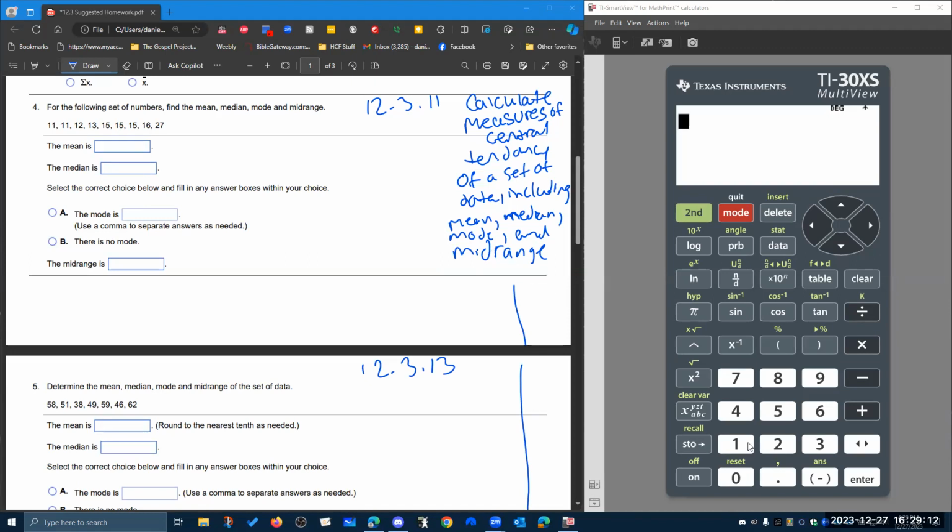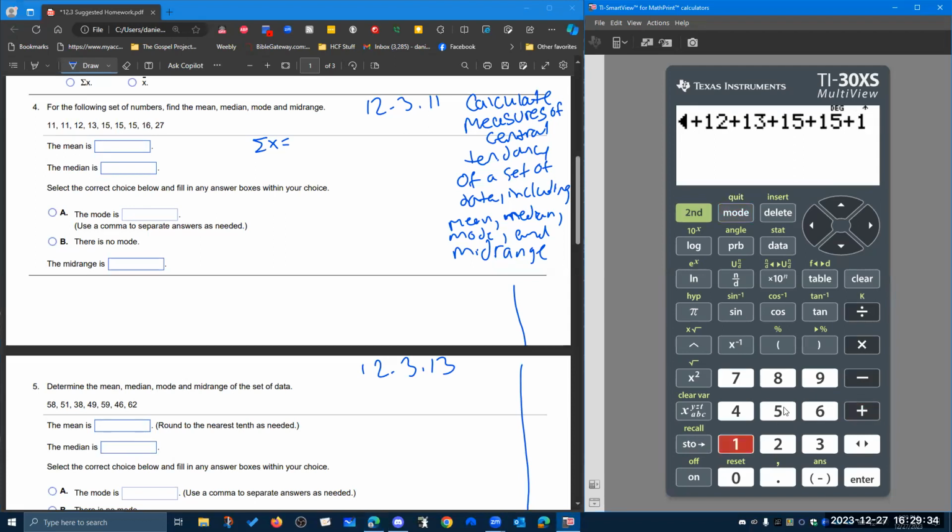We're going to take all of the data in the list and we're going to add it all up. So we're going to find the sum of our x's. So we're going to say 11 plus 11 plus 12 plus 13 plus 15 plus 15 plus 15 plus 16 plus 27.